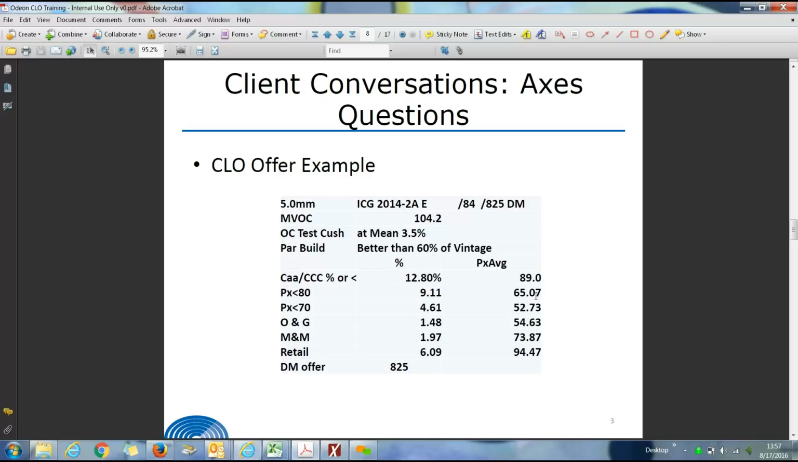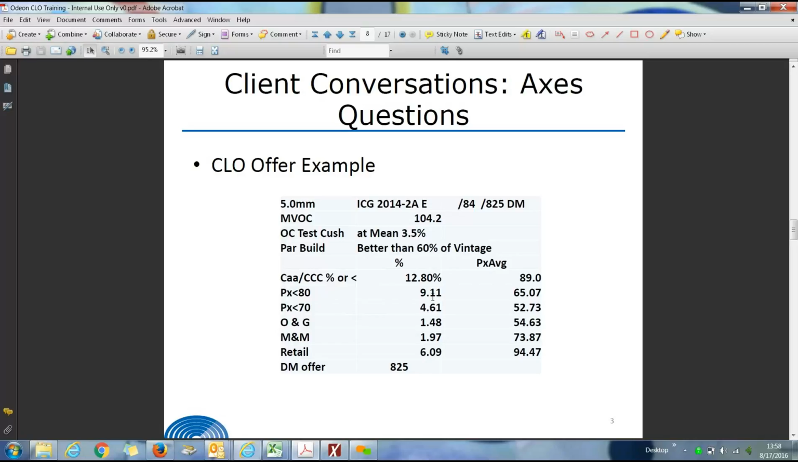Now in this one, I didn't go look at the standard deviation or the percentage or anything. But what you do have here is 12.8% of the portfolio is triple C or below, and you've got the price average for that. And the price average is 89. So that says to me, this guy's got a pretty good quality triple C bucket. Okay? So now another standard to look at is prices less than 80 and prices less than 70.